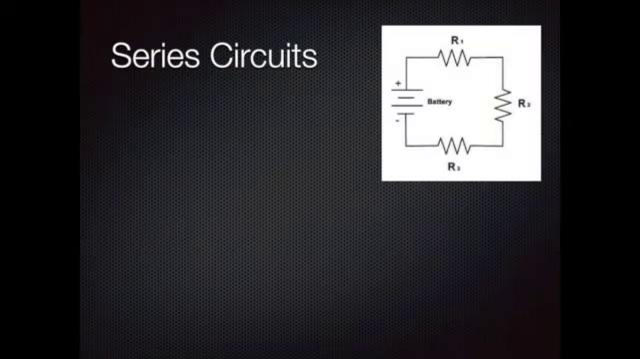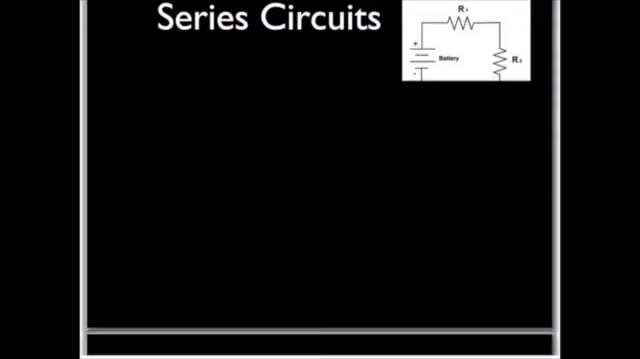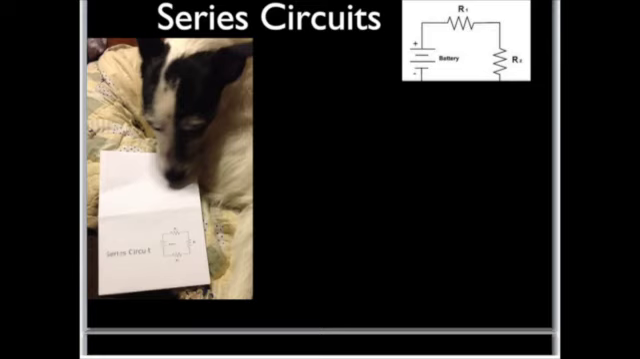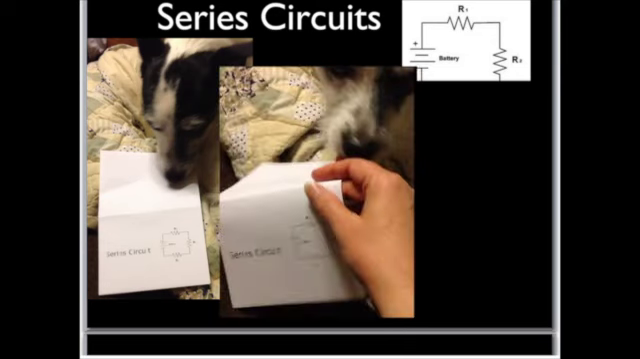Previously, we've talked about the two types of circuits. They are series and parallel. We are going to focus on these a little more today. We're going to start with series. You should have a graphic organizer for series circuits and a second one for parallel circuits. Fold each of these graphic organizers in half.